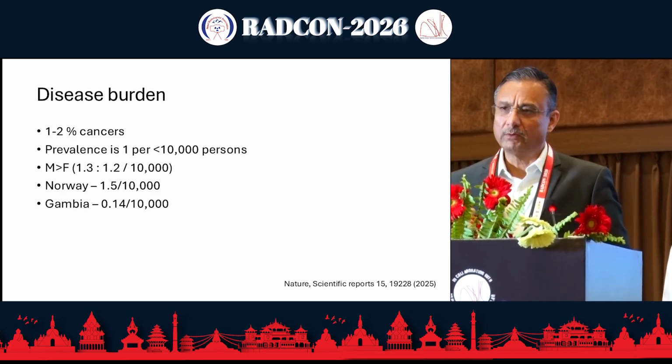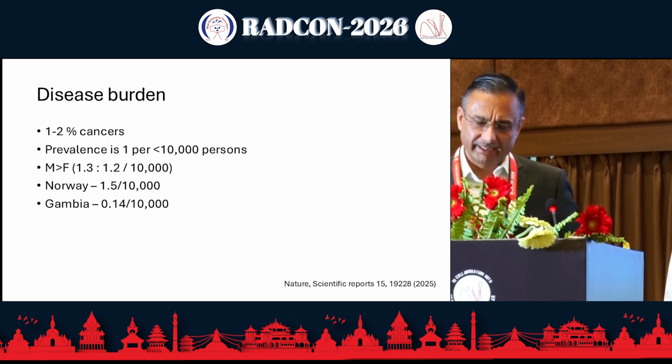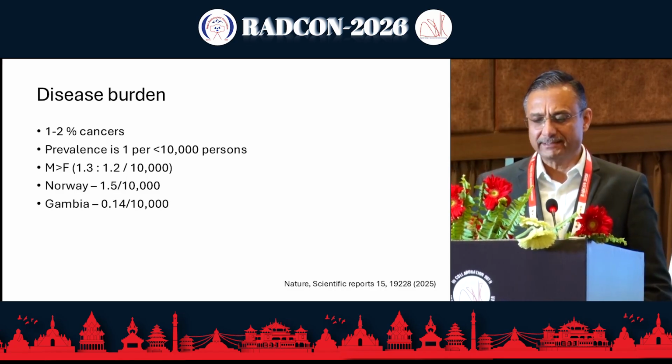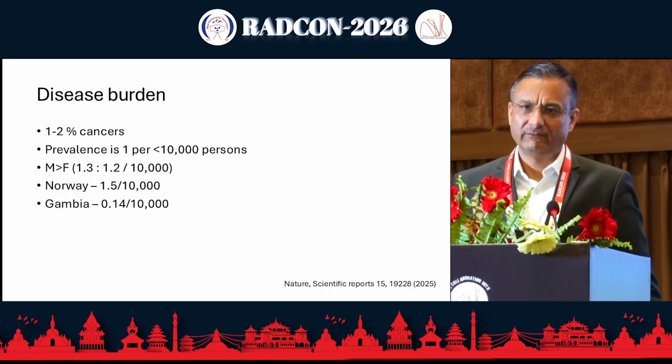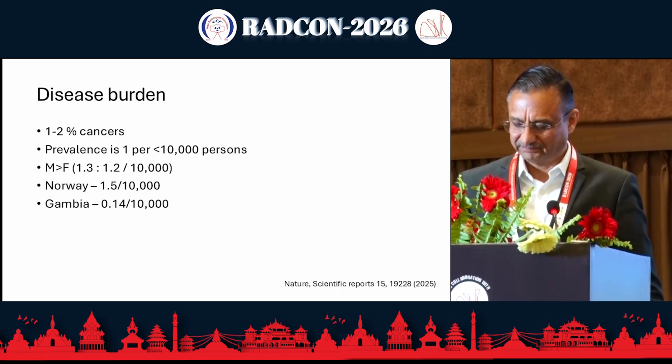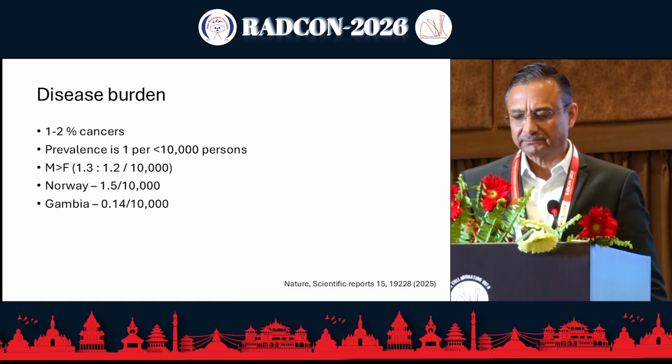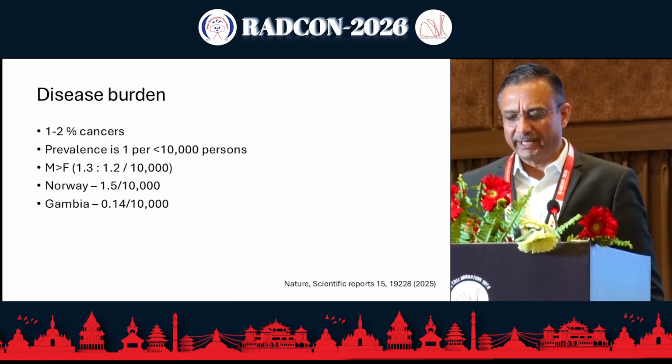What is important to know about the disease burden? It is 1 to 2% of cancers. 1 in 10,000 people will end up with a brain tumor. As far as age is concerned, the majority of brain tumors occur in the elderly.